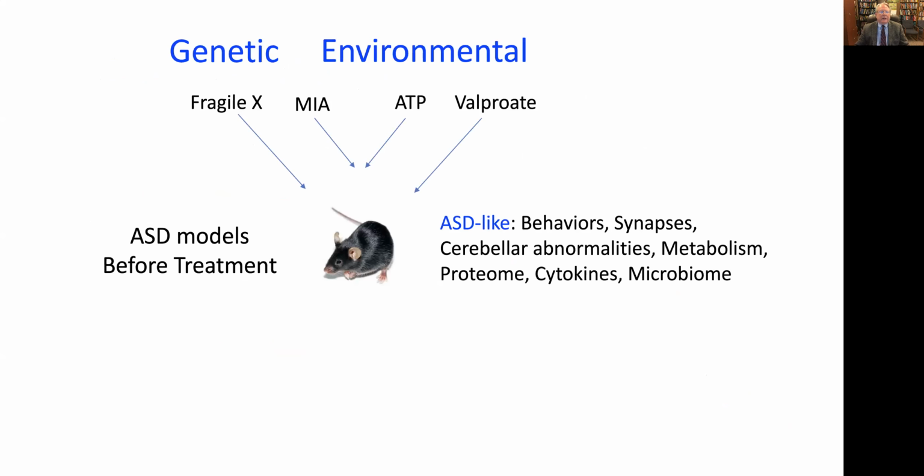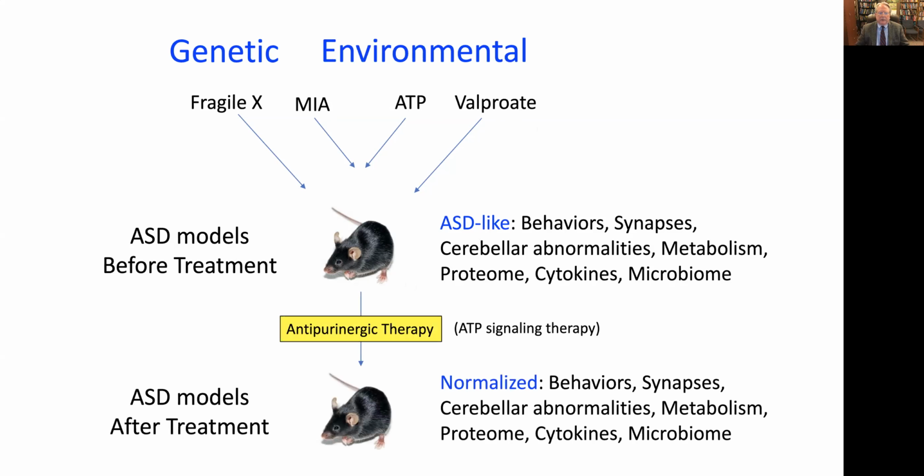Well, it turns out, interestingly, whether you choose a genetic model like Fragile X or a number of different environmental models like the maternal immune activation model that can be produced by double-strand RNA or ATP injection or valproate in mouse and rat models, that in the model, there are ASD-like behaviors, synaptic abnormalities, cerebellar abnormalities, metabolic abnormalities, proteome, cytokine, and microbiome abnormalities. But a single kind of treatment, anti-purinergic therapy, actually has been shown to completely correct those abnormalities, whether they're genetic or environmental.